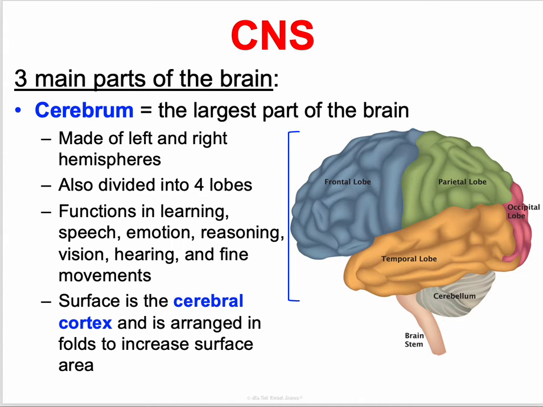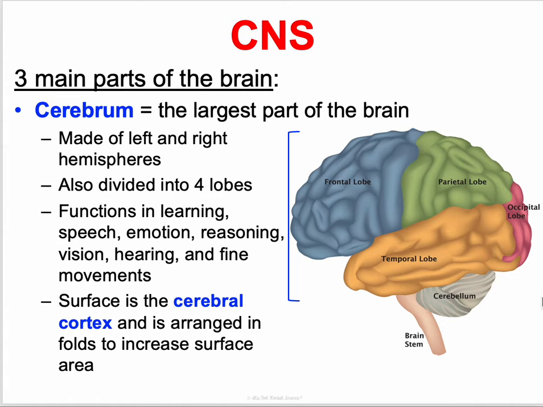If you're going to divide the brain even further, there's going to be three main parts. So the first part we're going to talk about is the cerebrum. This is the largest part of the brain, and it makes up these four different areas right here. So the blue, green, yellow, and red area right there.